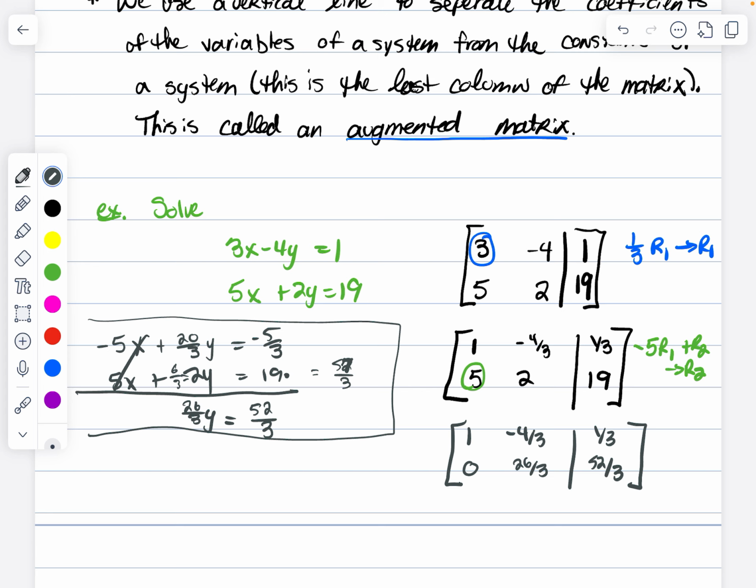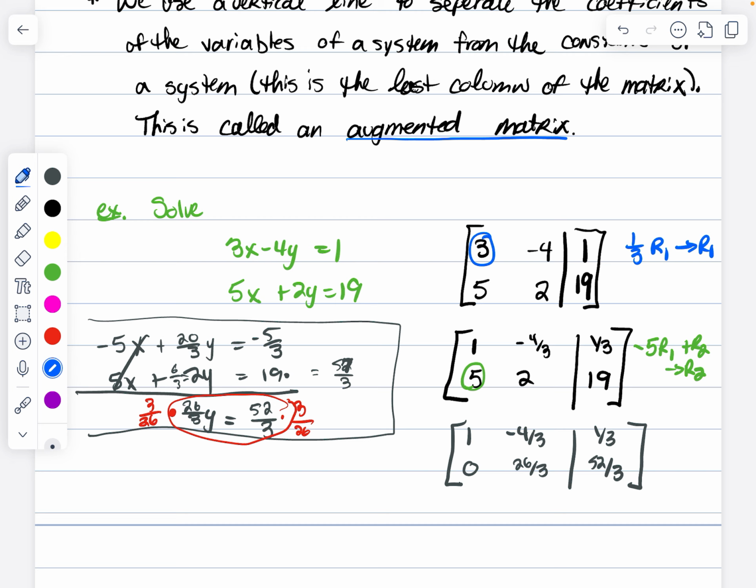So where we would go from here is we would go ahead and solve the bottom equation, right? It's not that hard to solve this for y. And basically, we would normally say divide by 26 over 3 on each side. But let's just say we multiply by the reciprocal. So 3 over 26 on each side. Okay, so that is what we're going to do.